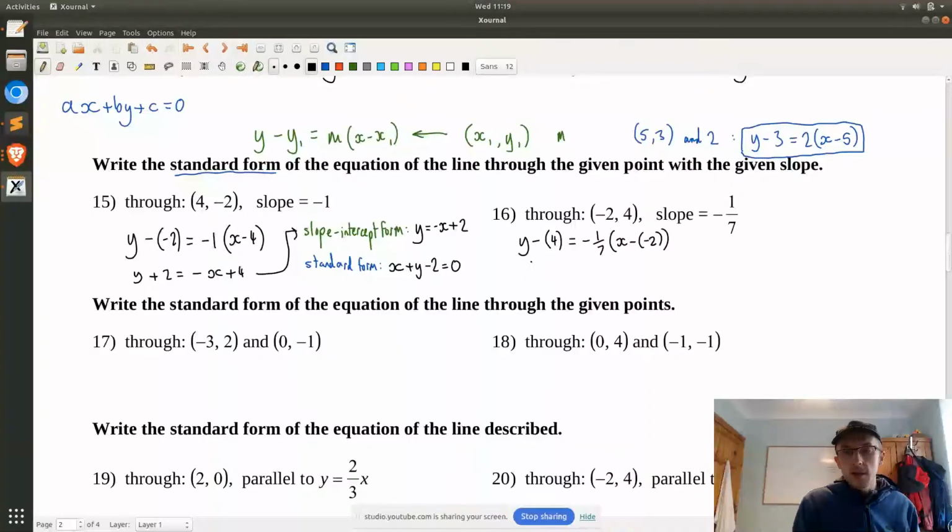Then you can expand everything out. So y take 4 equals -1/7 x. Now what's -1/7? No, okay, so the double, hold on, it's unstable, the connection.